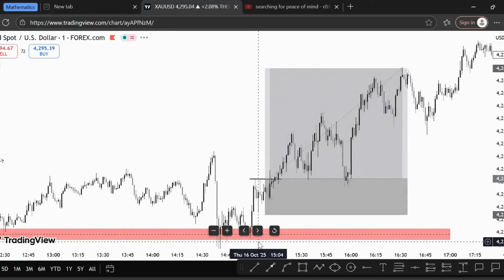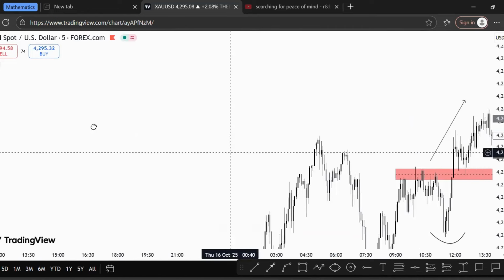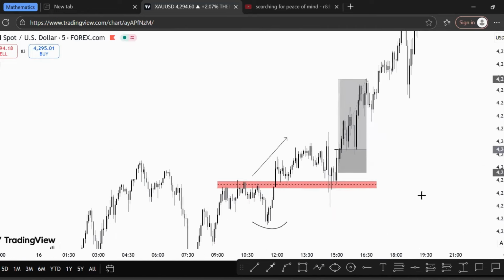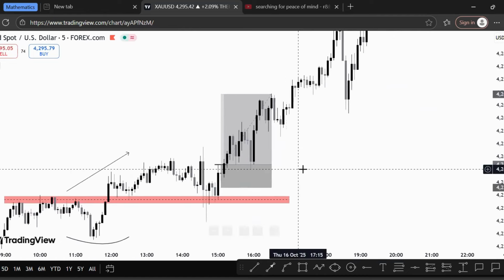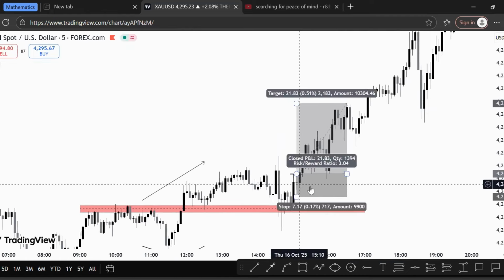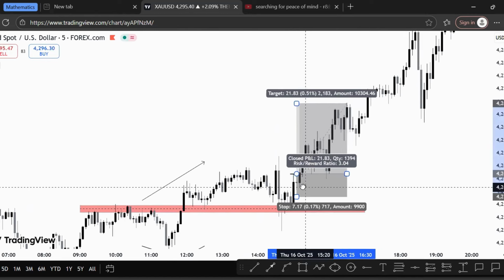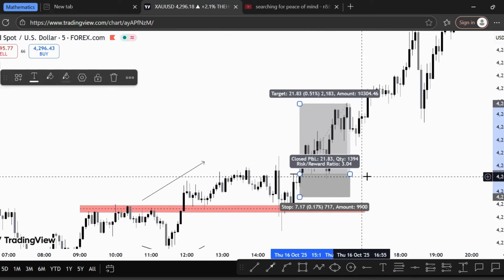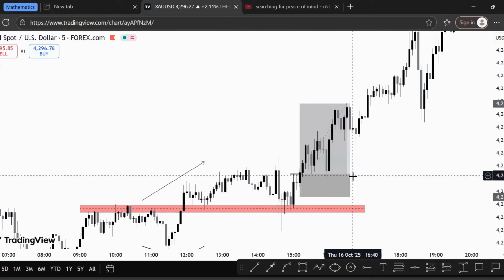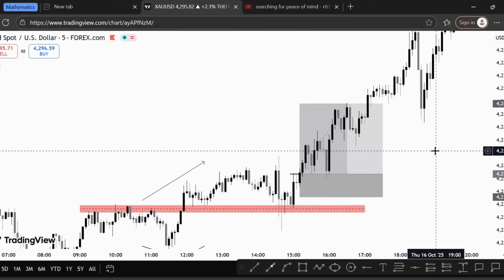On 5 minutes, this is how it would have looked. There you have it. You see, higher high, higher low on 5 minutes, as you can see. This made a higher low. Then the next candle of 5 minutes opened your entry to the upside. And there it was. Your TP hit 1:3. You get what I'm saying?